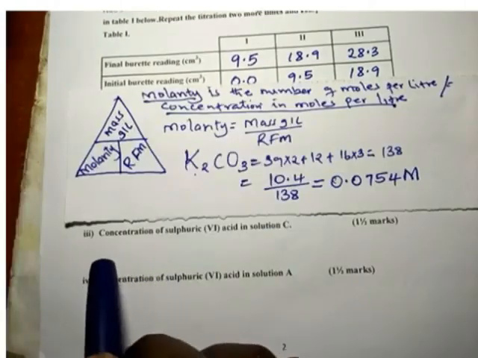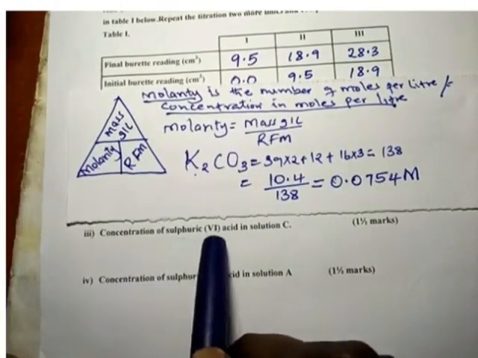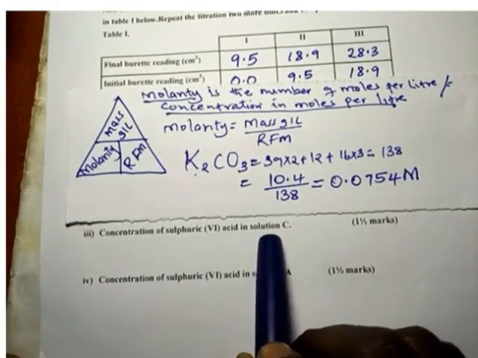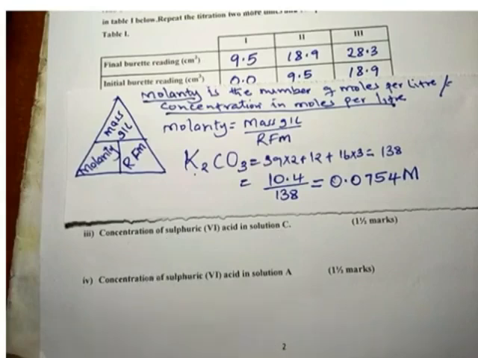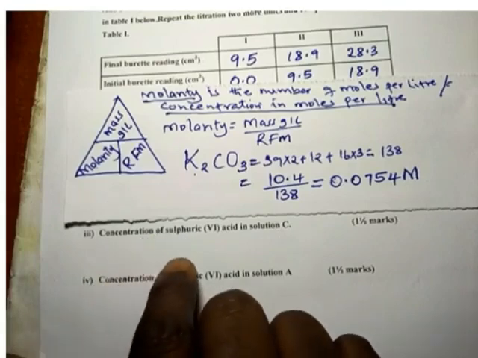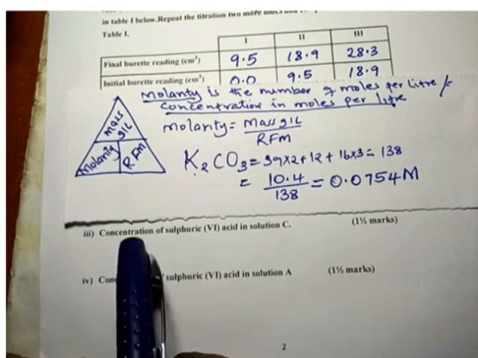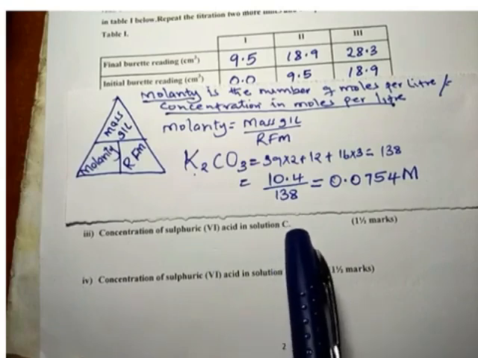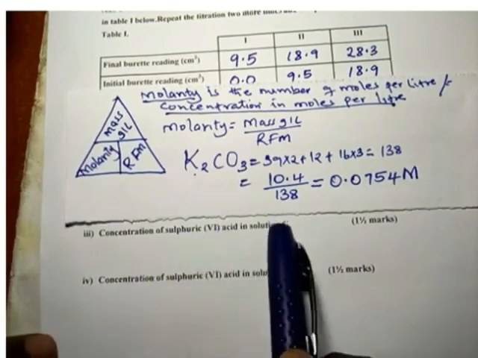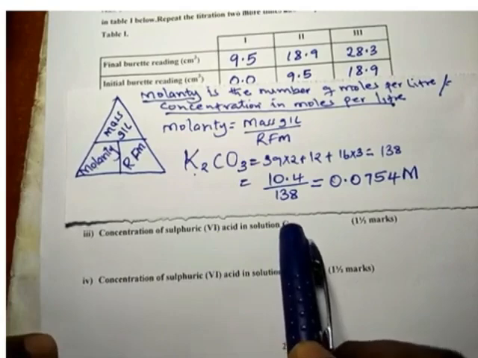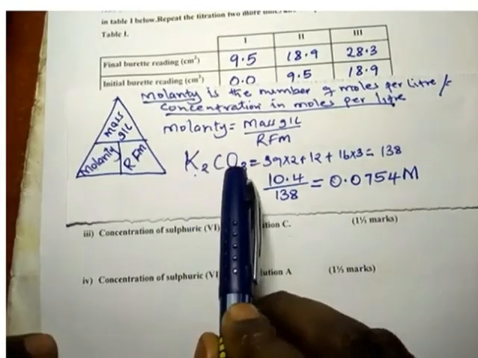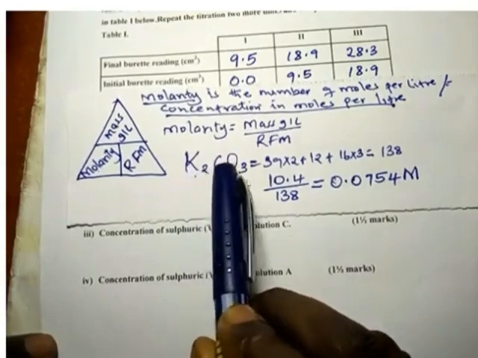Question 3. Calculate the concentration of sulfuric acid in solution C. In other words, what is missing here? Concentration is in moles per liter. That's very important information that is missing here. So calculate the molarity of solution C. So how do we get the molarity of solution C? First we know solution C reacts with potassium carbonate. We already have the molarity of potassium carbonate.